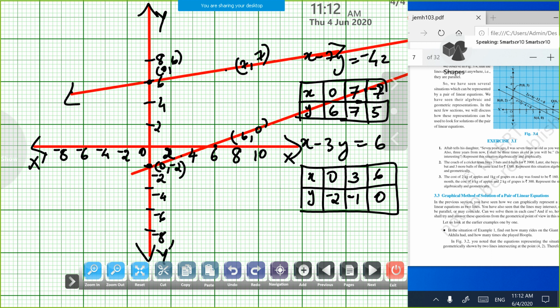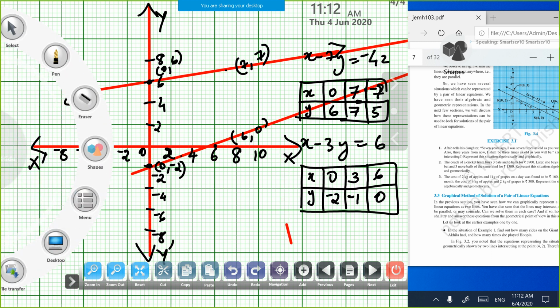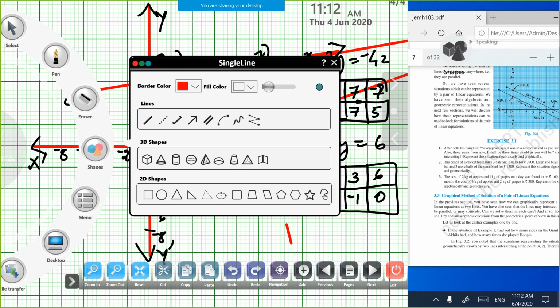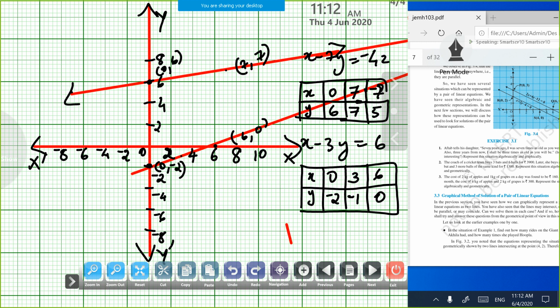Okay, this is the graphical representation. It will meet at x is equal to 42, y equal to 12. This is the intersecting point. Check your graph. Its intersecting point is x is equal to 42, y equal to 12.